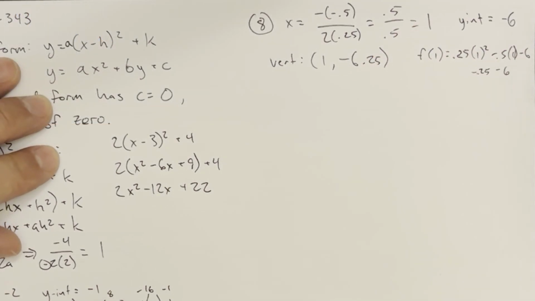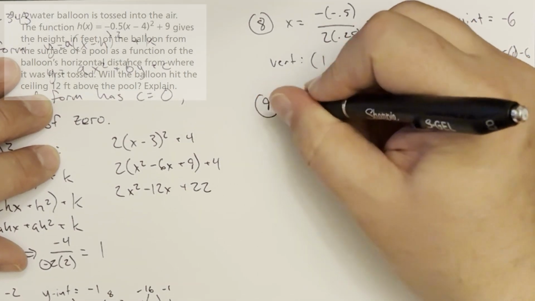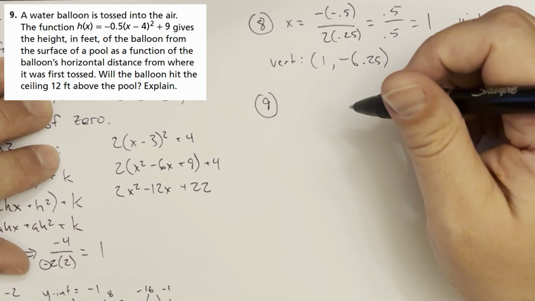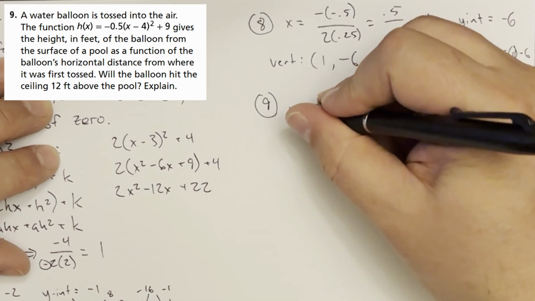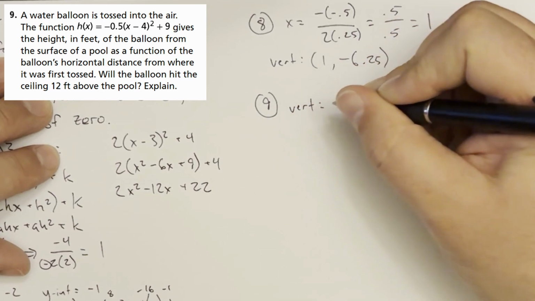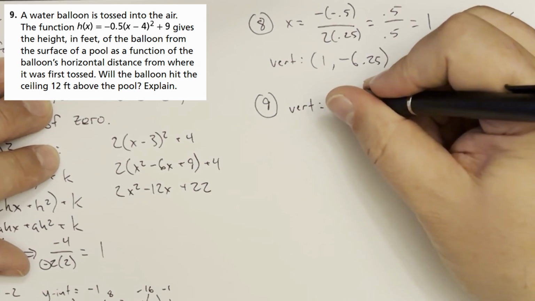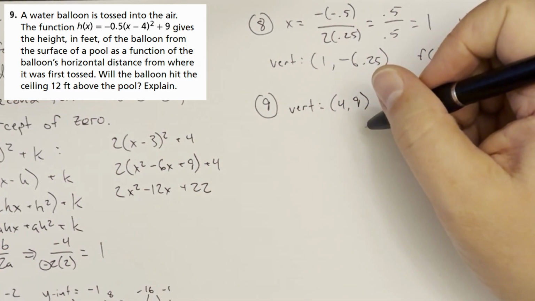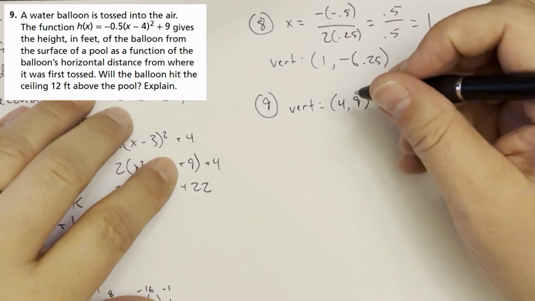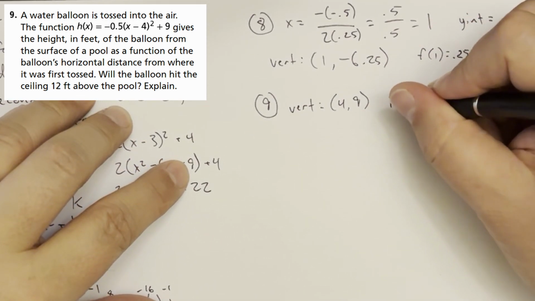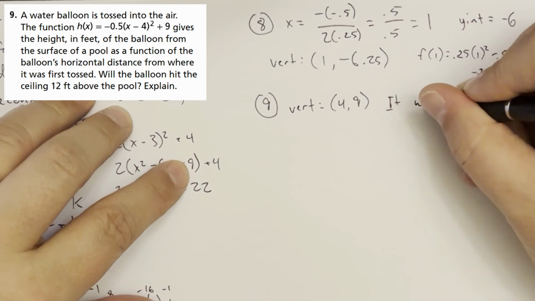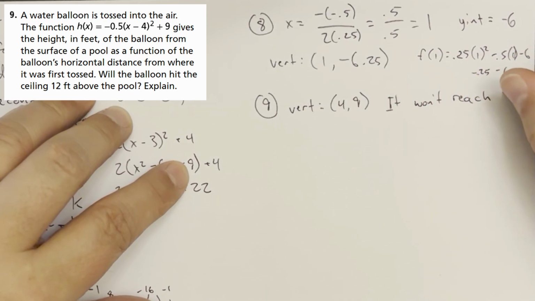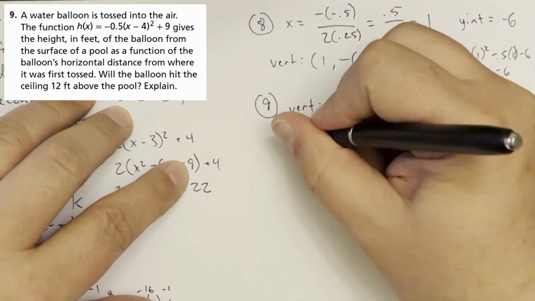This whole assignment took me, an adult who's done a lot of math, about 45 minutes, just so you know. So if you have to do all the problems, it's going to take a bit, but most teachers won't assign every problem. This is a story problem, and we have a water balloon tossed into the air. We have the function that gives the height in feet of the balloon from the surface of the pool as a function of horizontal distance. Will the balloon hit the ceiling 12 feet above the pool?